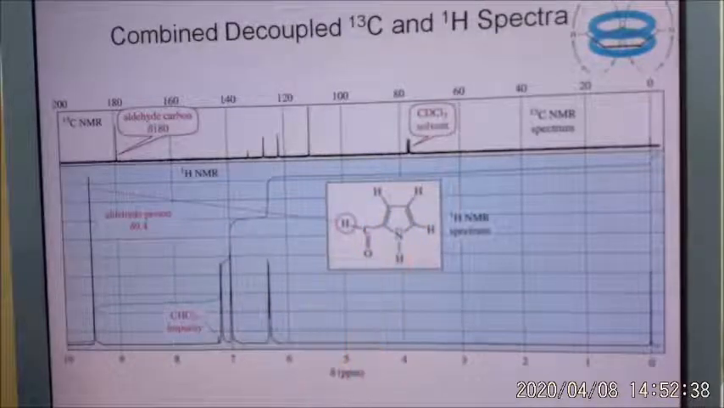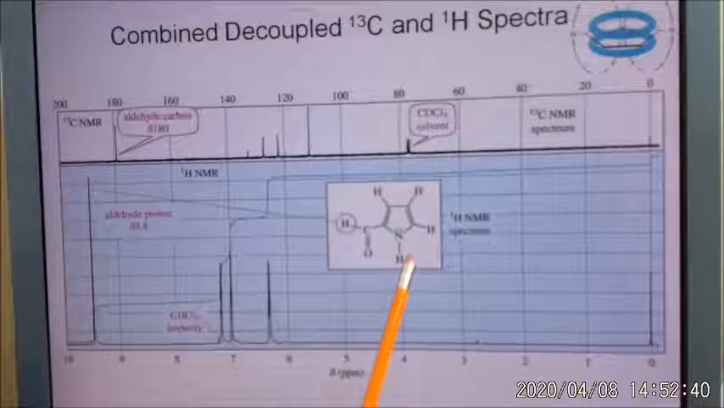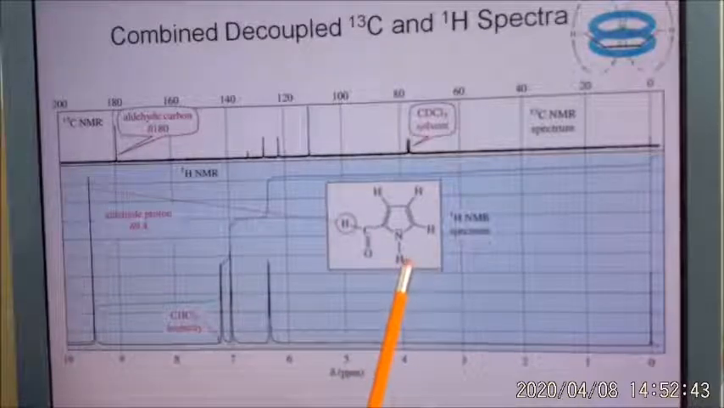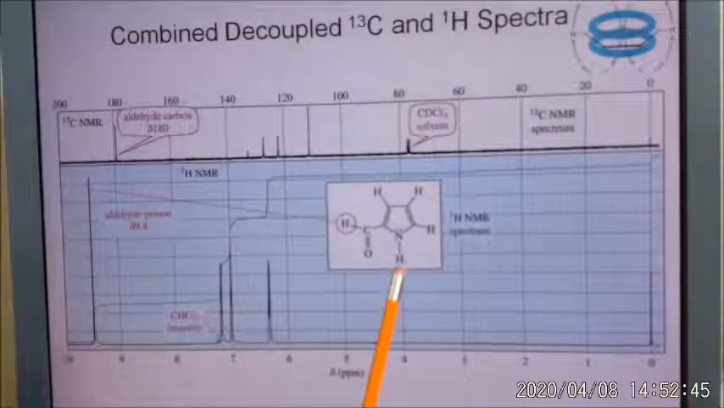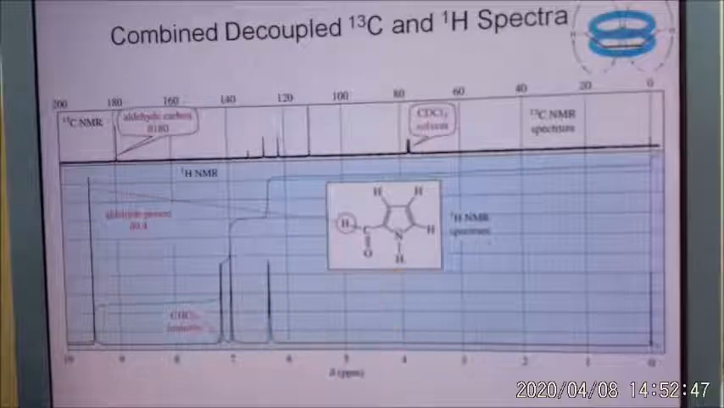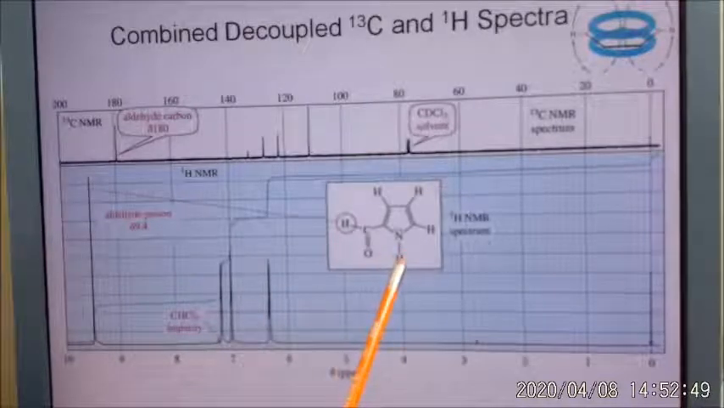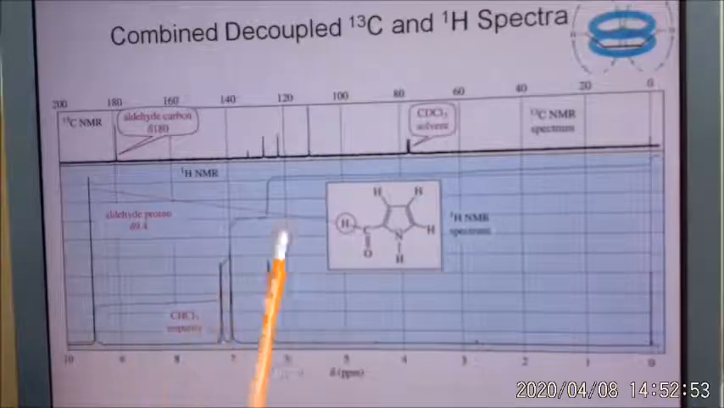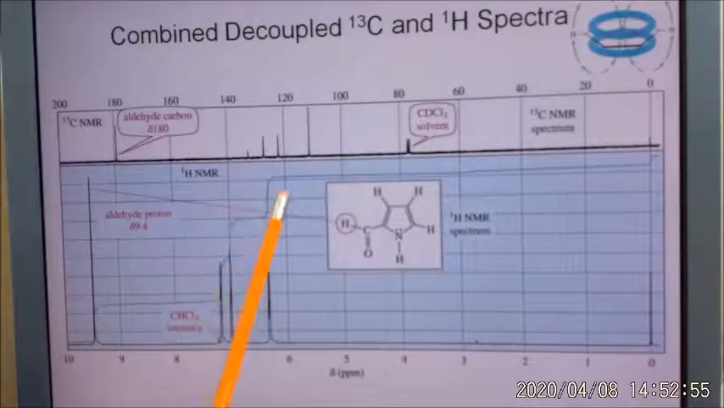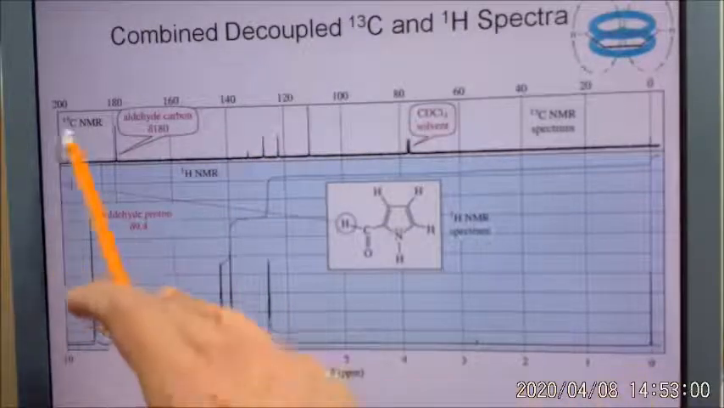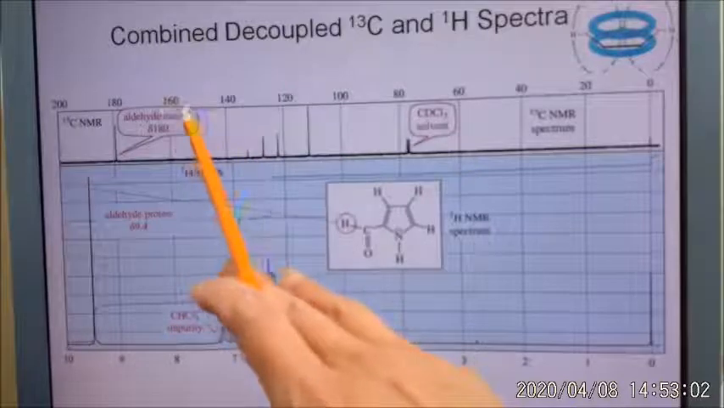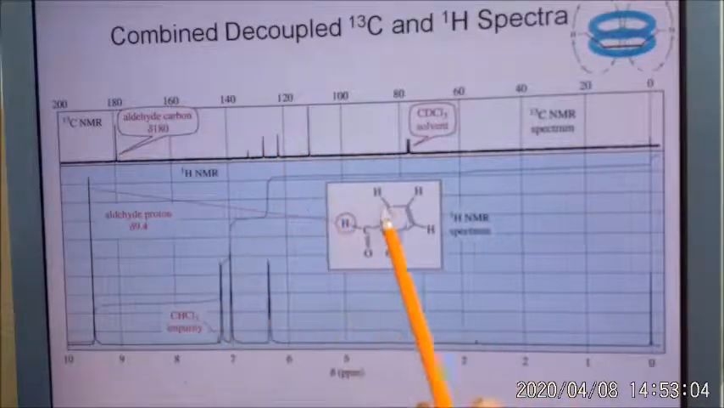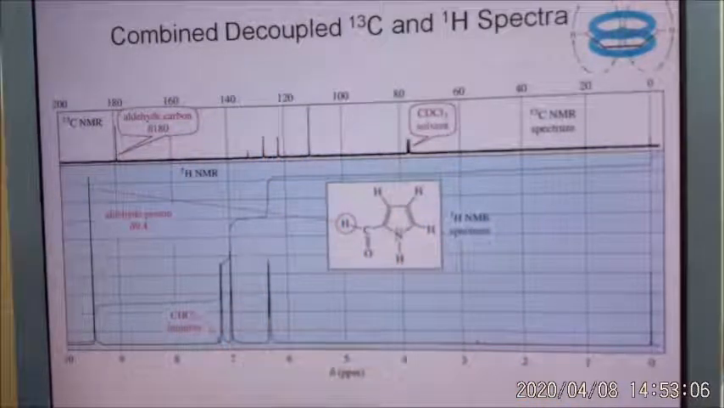What about this one? Remember we were talking about these guys can exchange. You may not be able to see him, and in this case, we don't. So we don't see this NH. We see 1, 2, 3, 1, 2, 3, 4. All the ones attached to the carbon. 1, 2, 3. Okay, so aldehyde carbon. This is going to be in your aromatic ring. 1, 2, 3. Okay, so far so good.